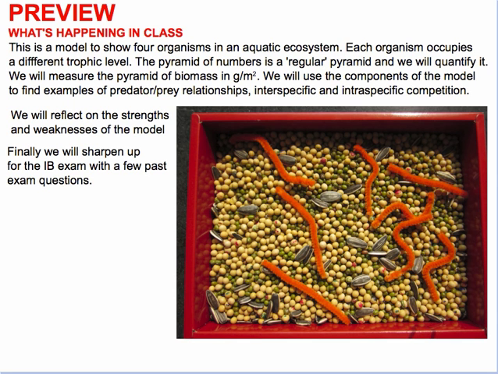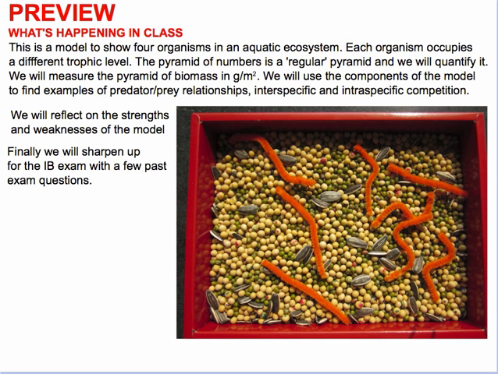And let's take a look ahead now to what we will be doing in class tomorrow. It's to look at this model right here. This model shows us 4 organisms in an aquatic ecosystem. Each organism occupies a different trophic level. And we've got a pyramid of numbers that we're going to generate from it. This particular pyramid of numbers is going to be a regular type pyramid, and that in itself is a hint as to the makeup of the community, the feeding relationships.